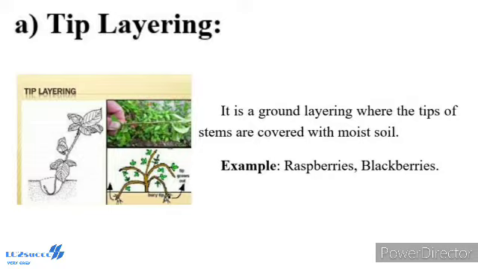The apical end of the stem is buried in the soil. During the growing season, the buried stem tip grows downward in the soil for a short distance and then bends upwards. At the bend, the meristem at the tip develops root and shoot. In the next spring season, the young plant is separated from the parent stem and planted in a new location. Example, raspberries and blackberries.